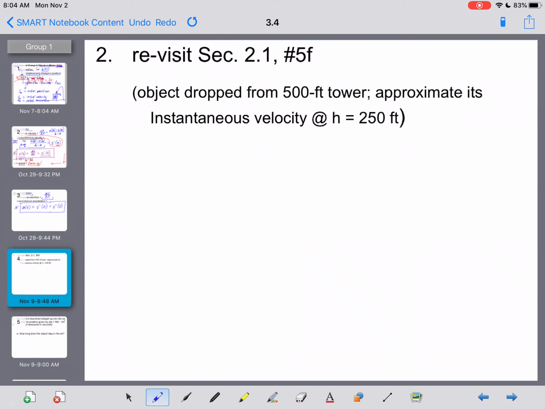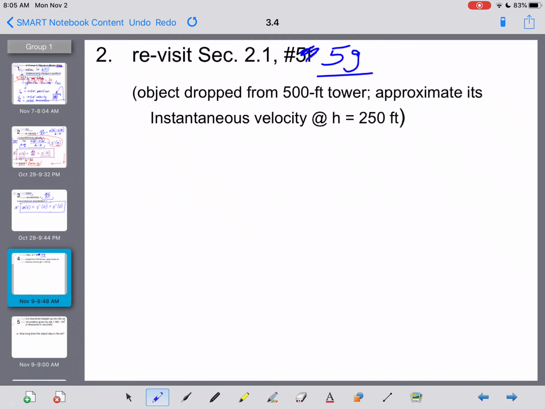Okay, so let's go back and revisit section 2.1, problem number 5F. In case you guys don't have your notes handy, I'm going to pull this up on my computer in front of me to look at what we did here. In this problem, we were talking about dropping an object off the top of a 500-foot tower. And we asked the question, what was the object's velocity when the height was equal to 250 feet? Actually, now that I look at it, that wasn't F. That was actually 5G in our notes this year. I must have added something in there.